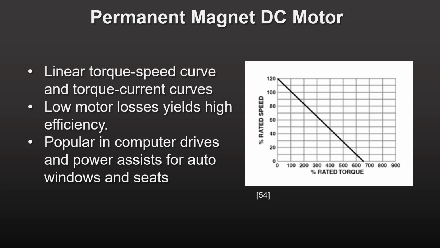Losses associated with the windings, such as eddy currents, don't happen with a permanent magnet. Permanent magnet motors are physically smaller than brush motors of the same power rating. As such, these types of motors are popular as power assists for auto windows and seats and for windshield wipers. They're also used in computer hard drives where space is at an ultra premium.